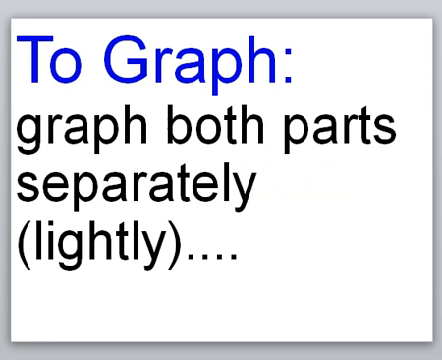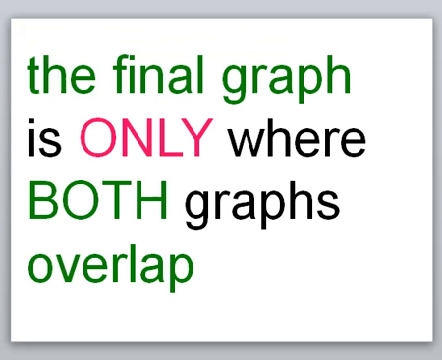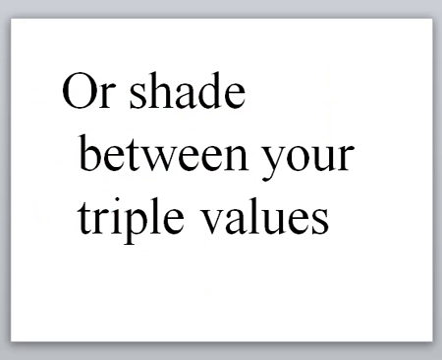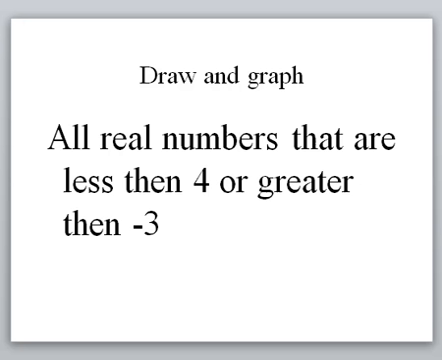When we graph them, we're going to graph both parts separately. We're going to do that lightly, and I'll just end up doing it in 2 different colors. And our final graph will only be where both graphs overlap. Then what that will end up being is typically a shade between your triple values. So let's go ahead and look at what this graph would look like. And I'm going to do this 3 times, just like it says.